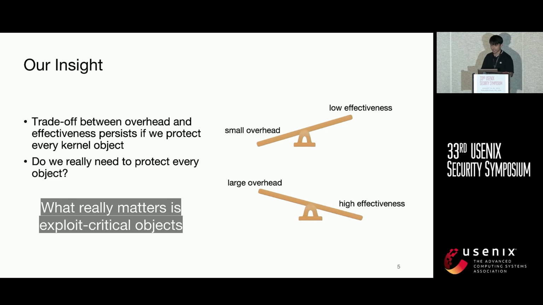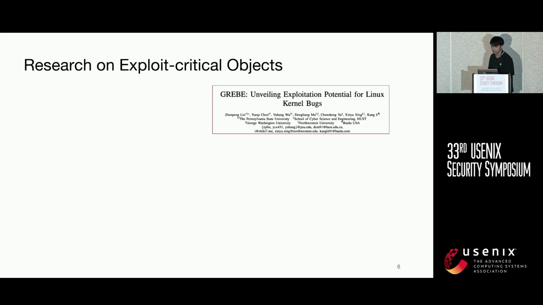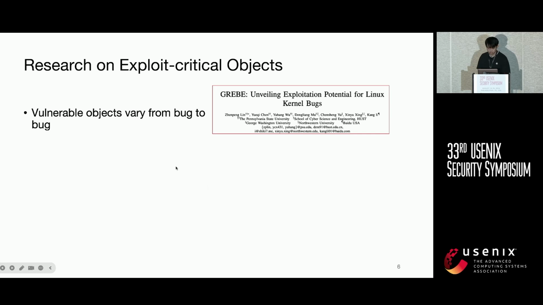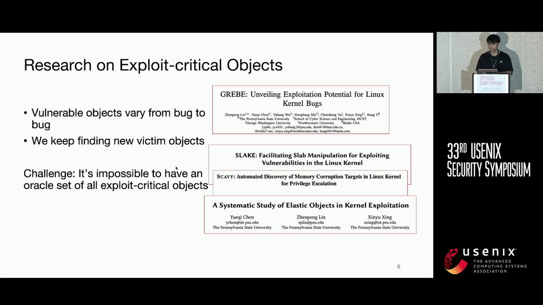What really matters is exploit critical objects. And what are exploit critical objects? By exploit critical objects, we mean vulnerable or victim objects. The first paper focused on the vulnerable objects, but vulnerable objects vary from bug to bug. And the third paper focuses on the victim objects. However, we keep finding new victim objects in the future. So the challenge is it's impossible to have an oracle set of all exploit critical objects.